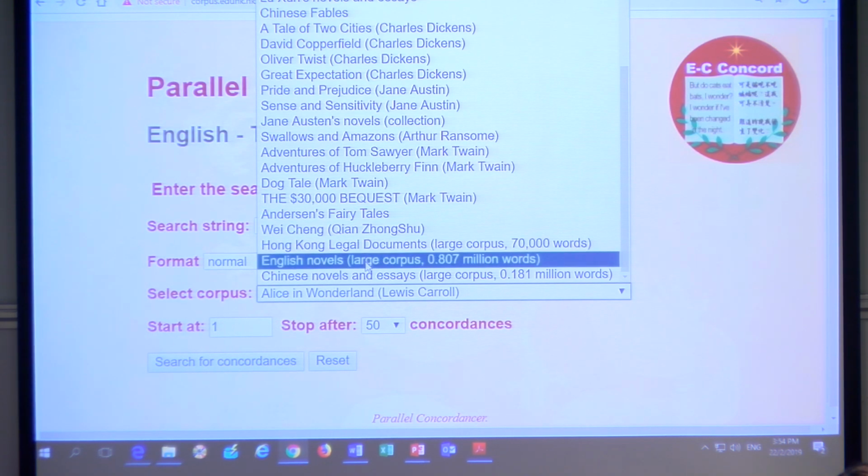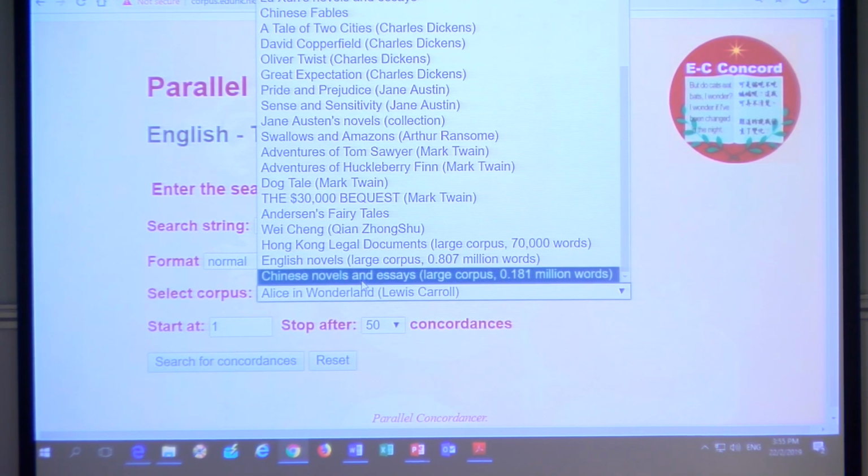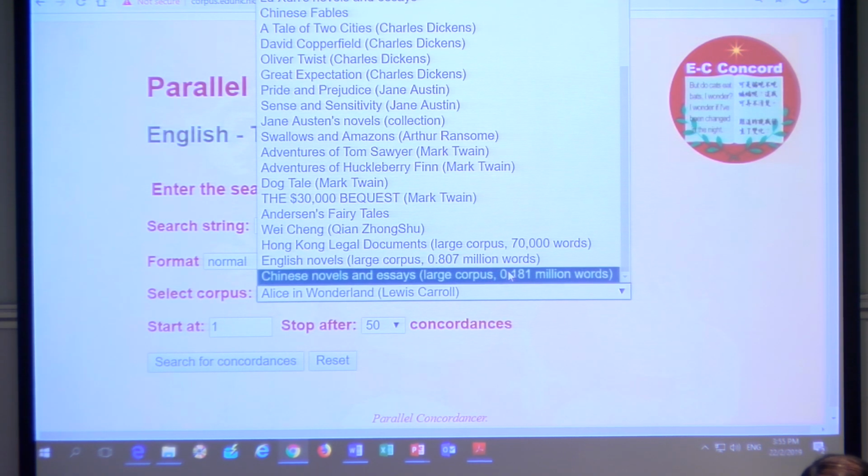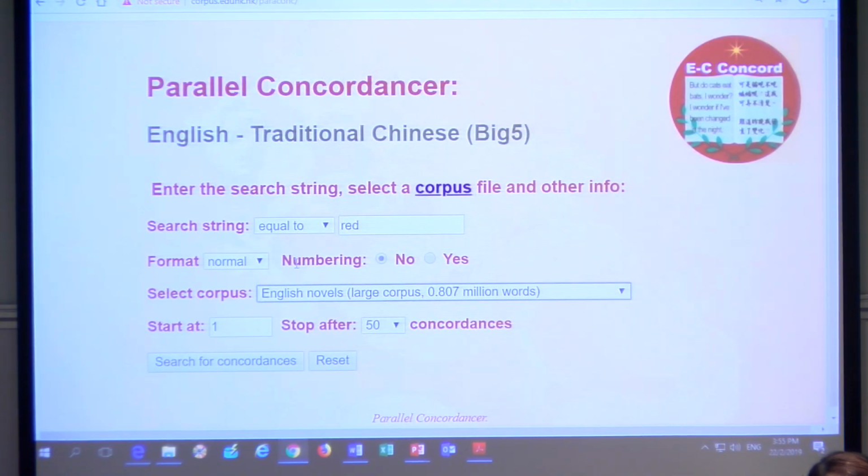And then normally, if you want a lot of examples, you can choose the last 2, okay? English novels. This is a combination of all the novels I have collected. That is almost 1 million words, 0.8 million words in English. Or Chinese novels, okay? The Chinese novels translated into English, okay? The original language is Chinese, okay? So that's 0.818 million words. So let's choose English novels, and then you can stop after how many hits.